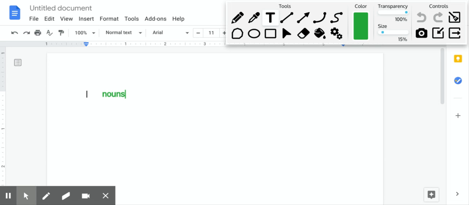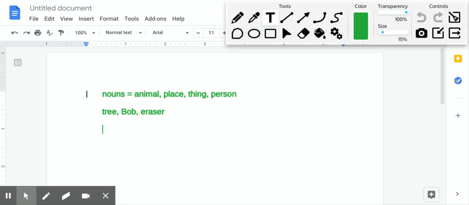Nouns can describe an animal, place, thing, or person. So an example of a noun could be a tree. It could be a name, such as Bob. It could be an eraser. Anything you use is a noun because it is a thing. Water, all types of food, they're all nouns.